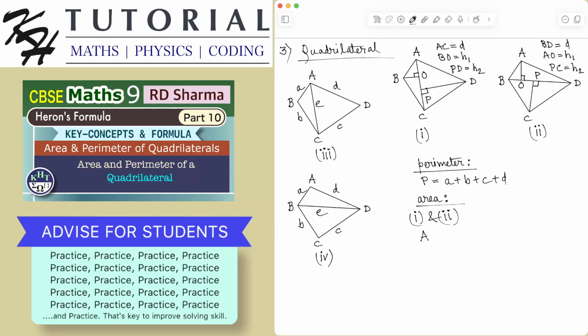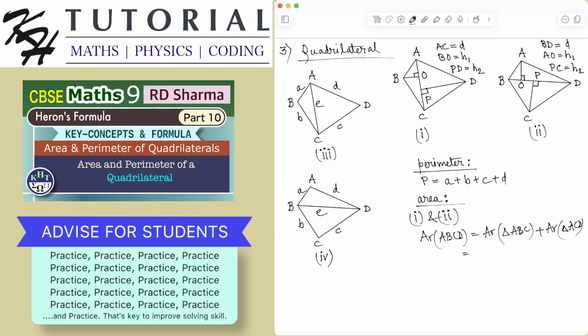We see that the diagonal AC in figure 1 is dividing the entire quadrilateral into two triangles, ABC and ADC. So we can say the area of the quadrilateral ABCD will be equal to the sum of the area of the triangle ABC and triangle ACD.